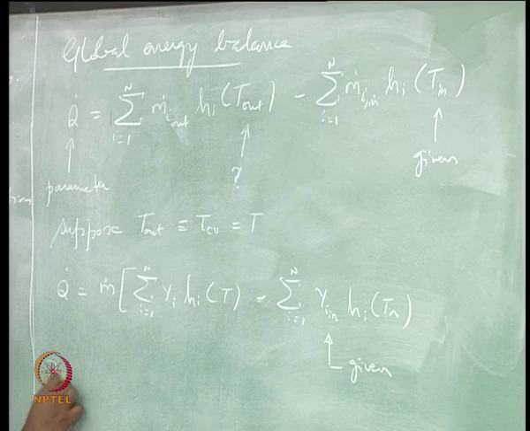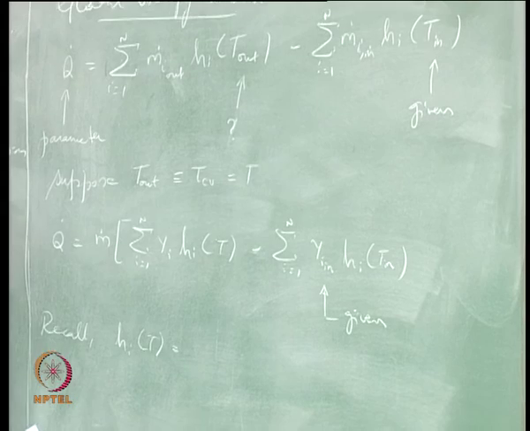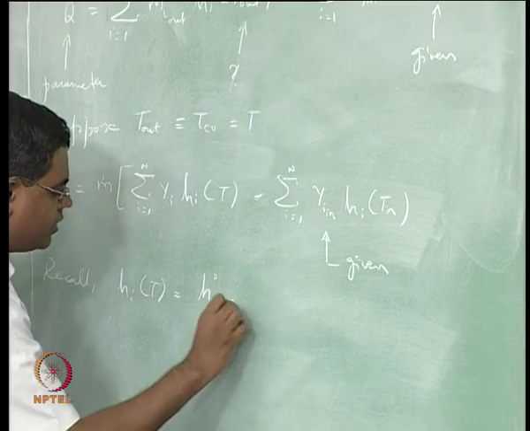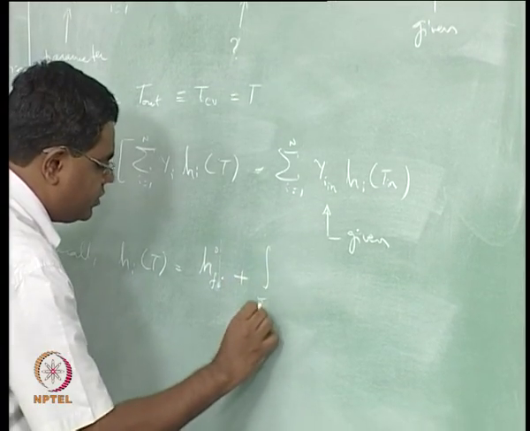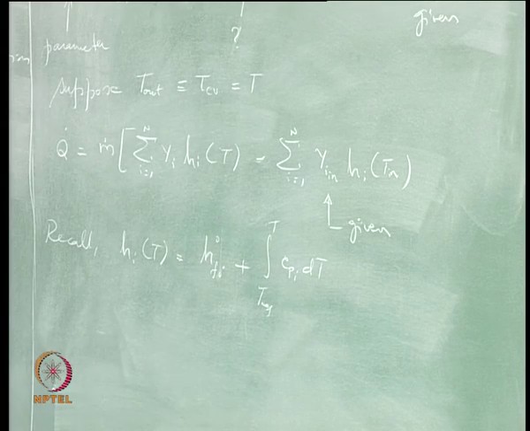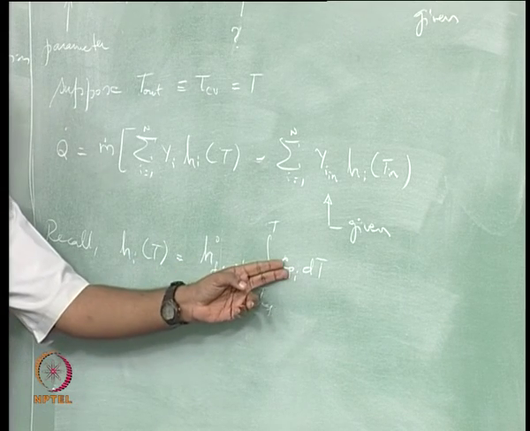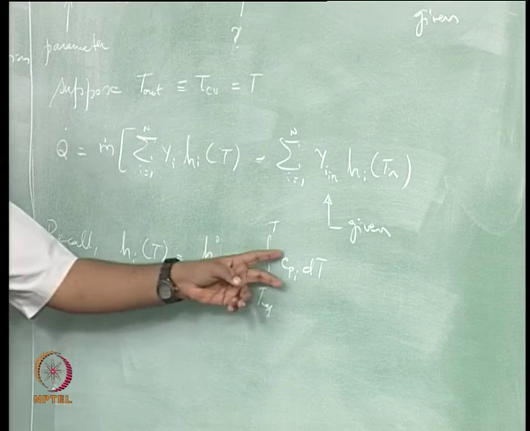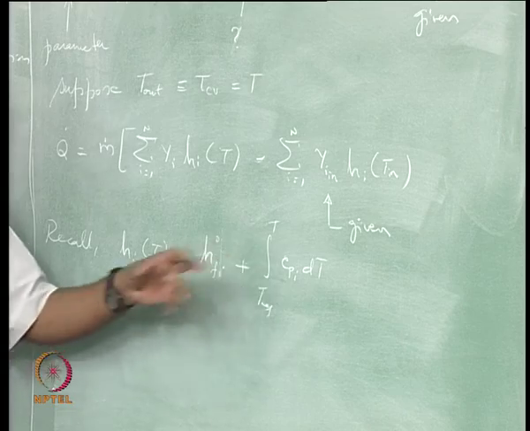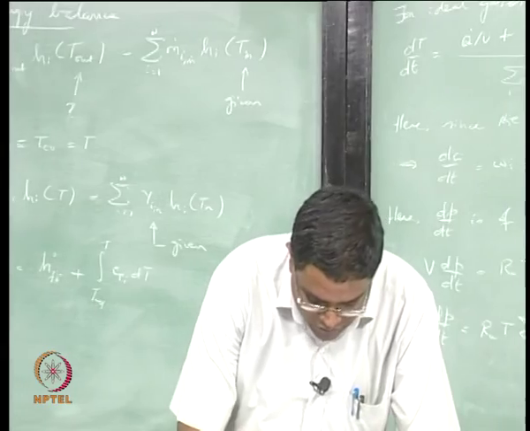And recall hi of T is equal to hf naught i plus the integral from T ref to T of small cpi dT, okay. So we are writing everything in small. It's small h here, small cp, okay. This is because this is on a mass basis. The capital CP that we wrote earlier for the fixed mass reactors is on a molar basis, okay. So we now have two equations and two unknowns.